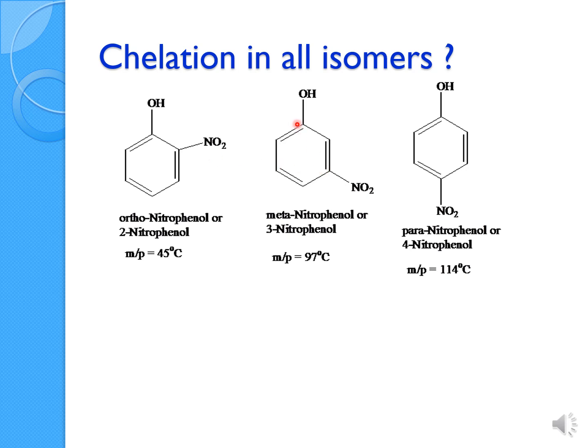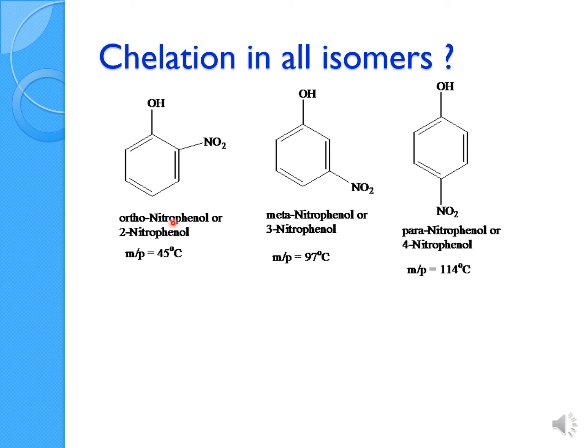If this is the first carbon, this is the second one and this is the third one. So in this particular isomer, the nitro group is attached to the third carbon atom. So the name of this compound is 3-nitrophenol. Whereas in this one, this is the first carbon, second carbon, third carbon, and this is the fourth carbon. And the nitro group is attached to the fourth position. So it is called 4-nitrophenol. So orthonitrophenol is also called 2-nitrophenol. Metanitrophenol is also called 3-nitrophenol. And paranitrophenol is known as 4-nitrophenol. And these are the 3 different isomers of nitrophenol.